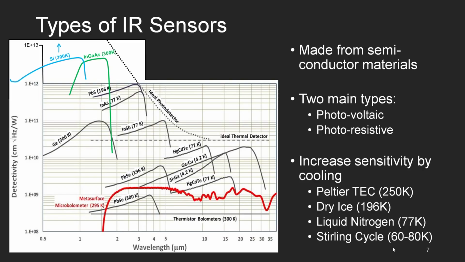Liquid nitrogen was the default cooling method up until about 20 years ago, when the Stirling cycle device, sort of a mini refrigerator, was developed that can get you to temperatures comparable to liquid nitrogen. Before we leave this slide, I'd like to direct your attention to the green curve in the upper left. I have included it for interest's sake. It is the detectivity spectrum for the sensor material presently used in Generation 3 night vision goggles.